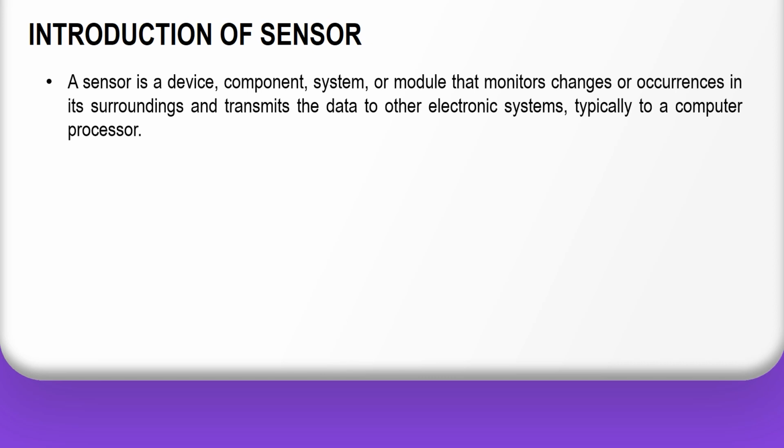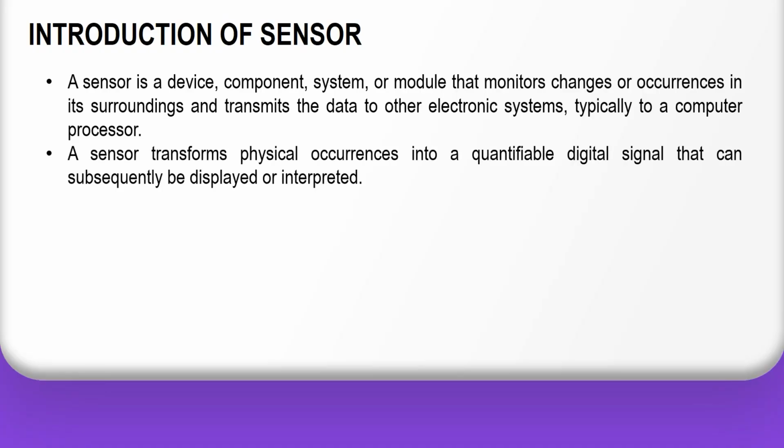So, starting with the basic introduction of the sensor. A sensor, as we all know, is something we are interested in to sense. This can be a device, a component, a system, or a module which can be used for monitoring the occurrence of the surroundings and transferring the data to some electronic system. Nowadays, the most commonly used is the computer processor. So a sensor performs a transformation of a physical occurrence into a quantifiable digital signal, and what we are interested in is that it should be displayed and we should be able to interpret the data in a simple way.